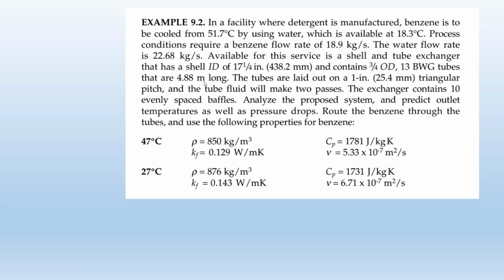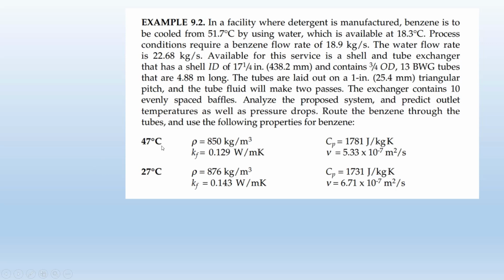So also we have information for the pitch size, and we know that this is triangular pitch and it has two passes. So then we know the number of baffles. There are actually 10 baffles, and you are asked to find the exit temperatures. And also, you are asked to route benzene through the tubes and water through the shell. And so you have this information for the thermophysical properties of benzene at two different temperatures.